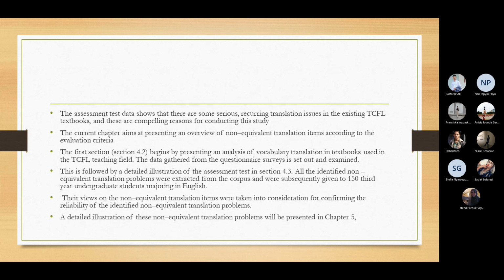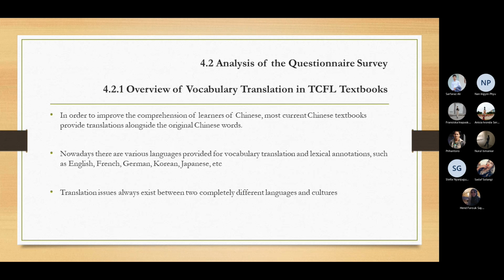So their views on the non-equivalent translation items were taken into consideration for confirming the reliability of the identified non-equivalent translation problems. So overall, the problems are identified by finding the basic root causes. In a nutshell, the detailed description of these non-equivalent translation problems will be presented in chapter 5. And beginning with the subsections of this chapter, the introduction: first and foremost, the chapter discusses the overview of vocabulary translation in TCFL textbooks.